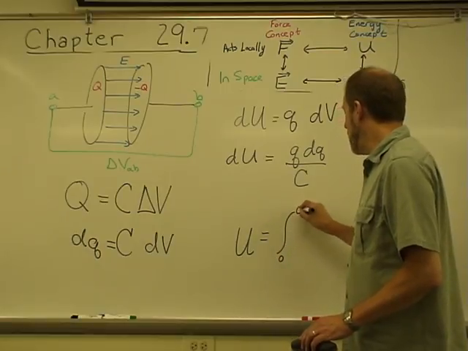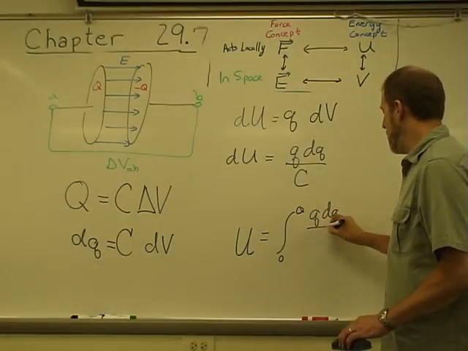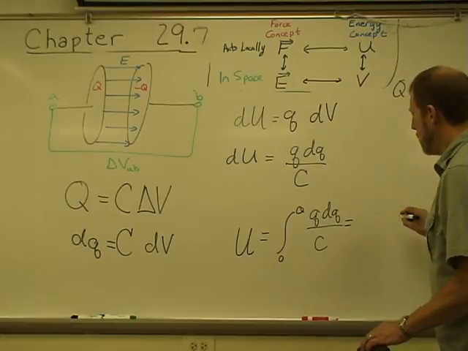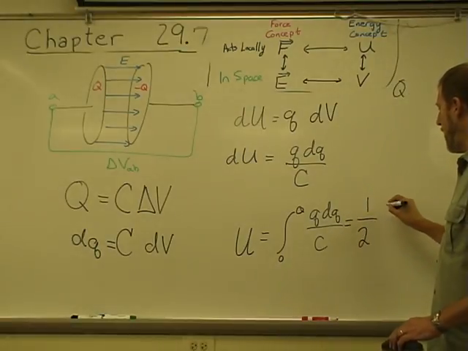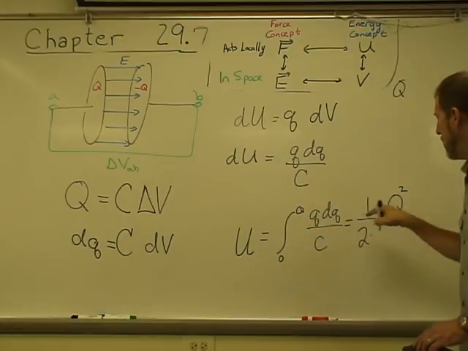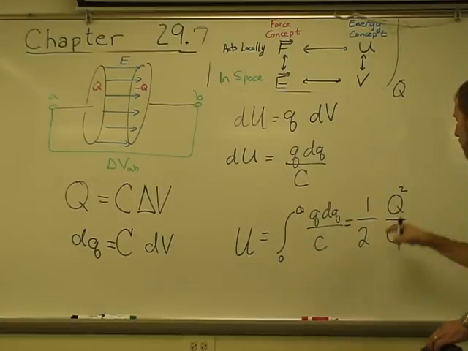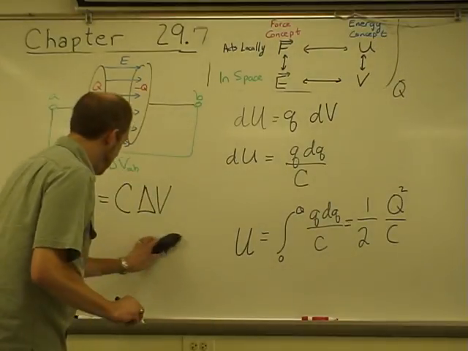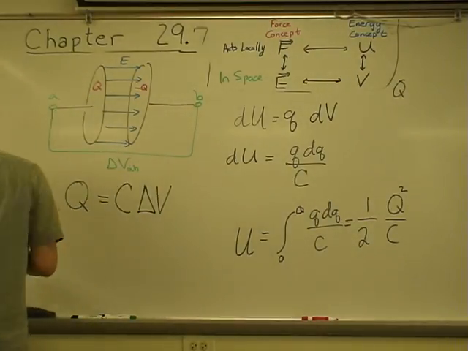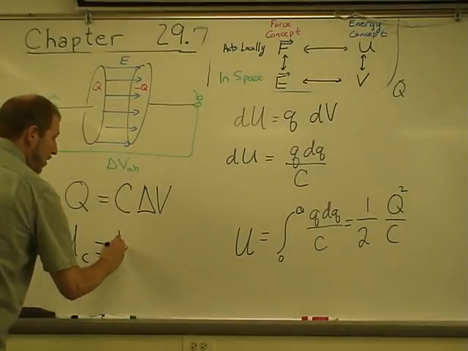So if I want to find out the total amount of energy stored in that system, I integrate from 0 to capital Q over the entire charge of Q, dQ over C, which is 1/2 capital Q squared over C minus 0 squared over C, or 1/2 Q squared over C. So, the energy stored on the capacitor is 1/2 Q squared over C.